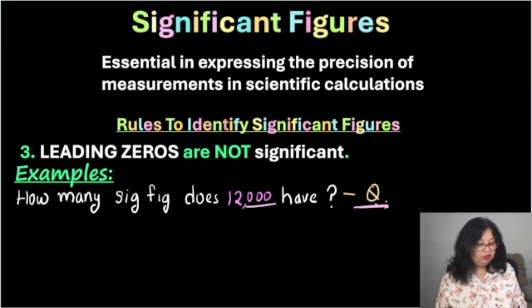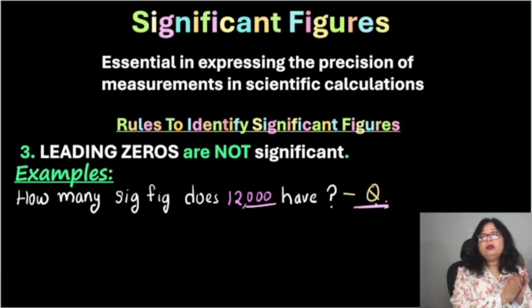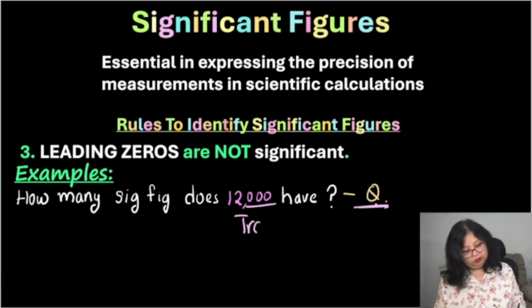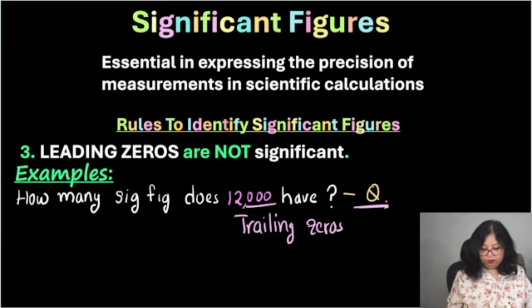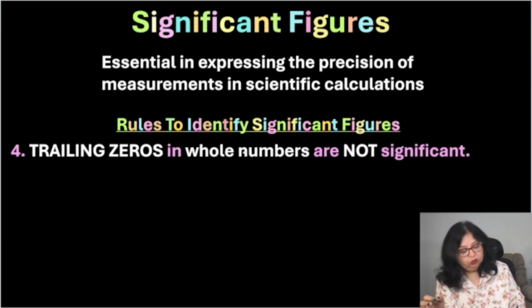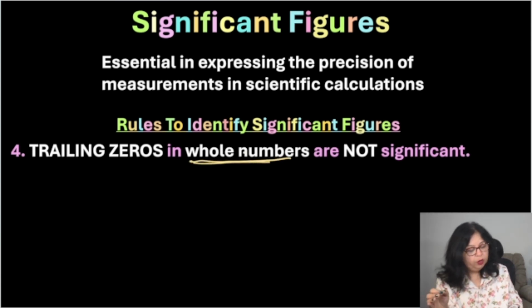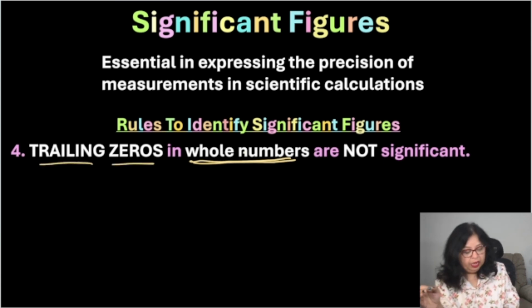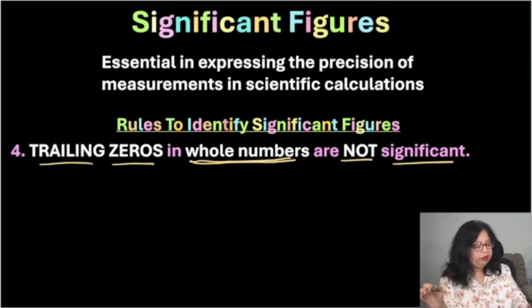Now these 3 zeros, these are at the end of the number. These are not leading zeros. These are not captive zeros. These are what we call trailing zeros. So what's the rule for trailing zeros? Let's look at that. Rule number 4 is that the trailing zeros in whole numbers are not significant. So here the key words are whole numbers and trailing zeros not significant.